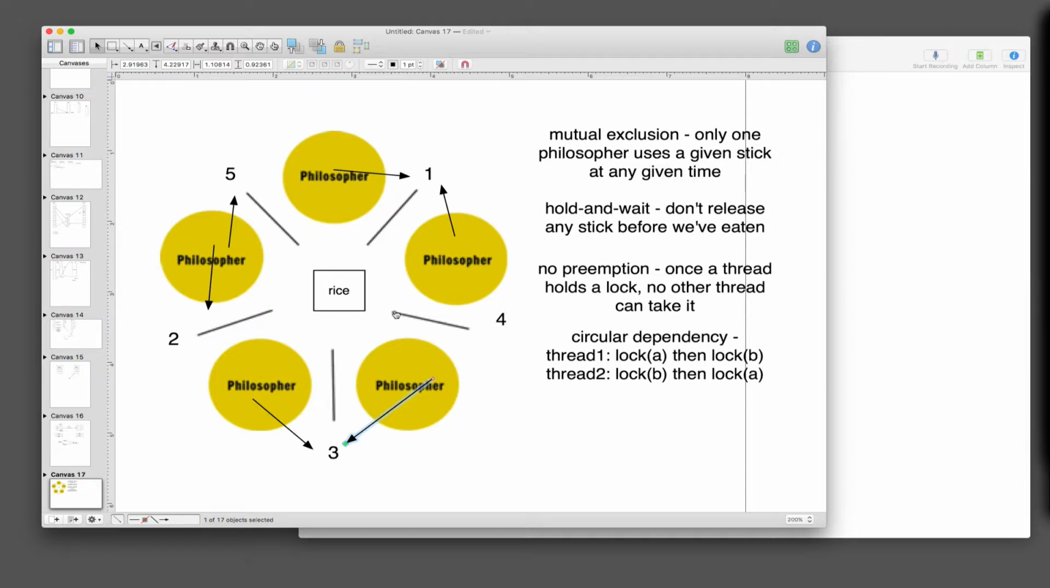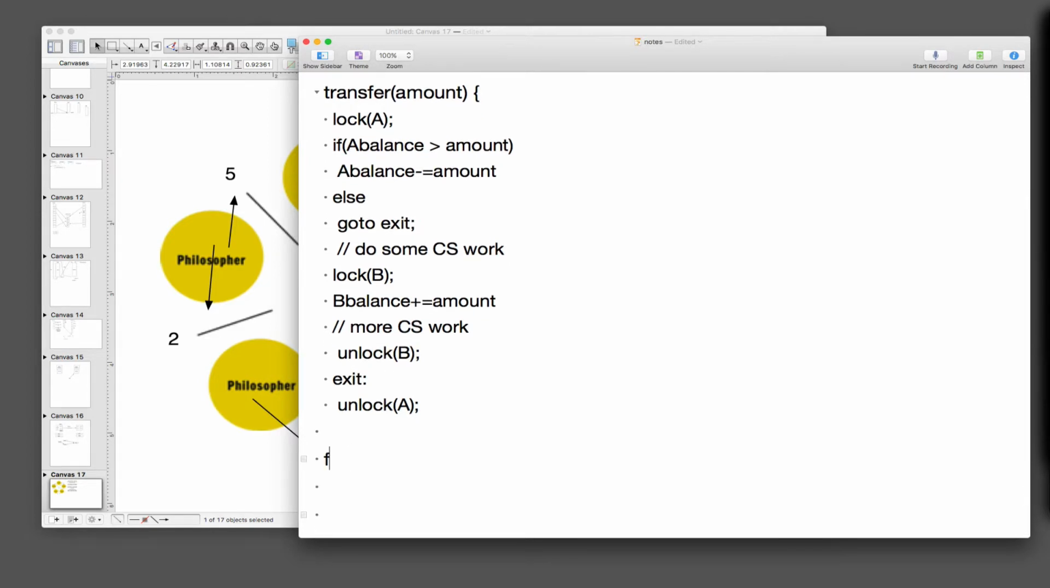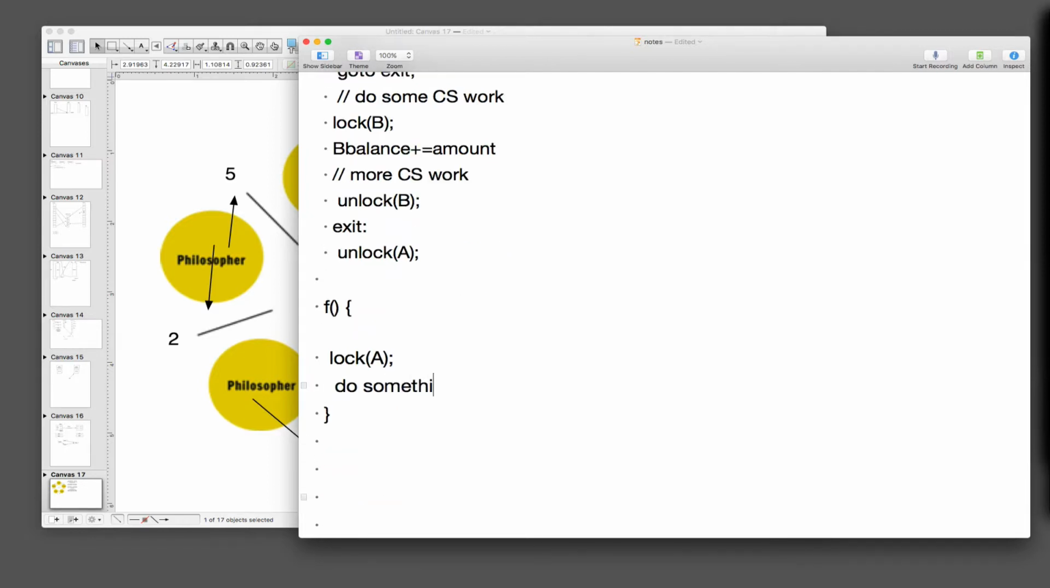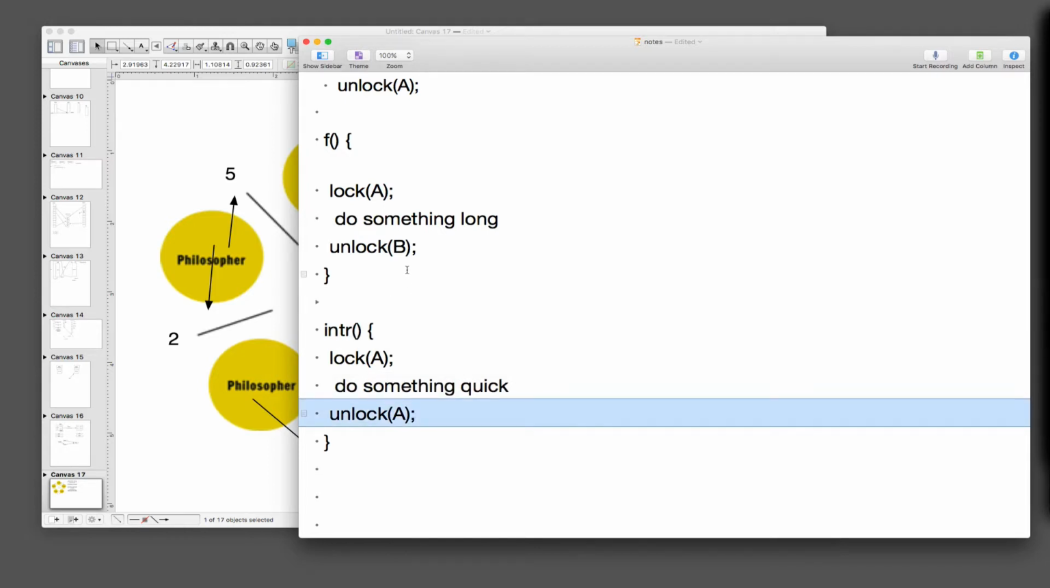So you could imagine a function that just acquires a lock, and then we have our interrupt handler that says lock A. Okay, that's much better.